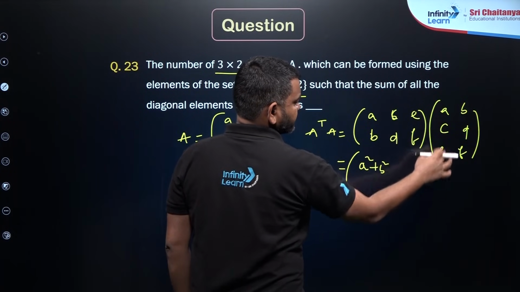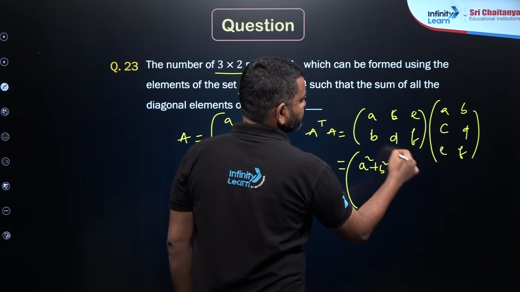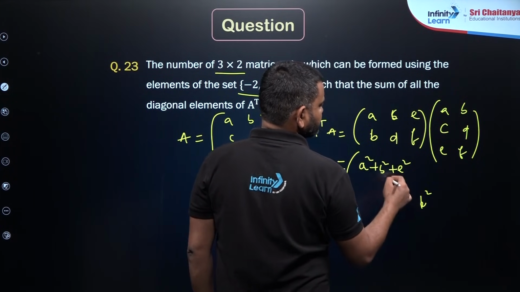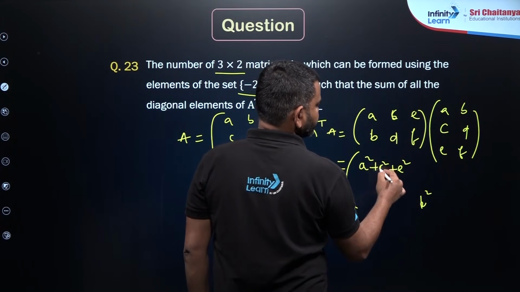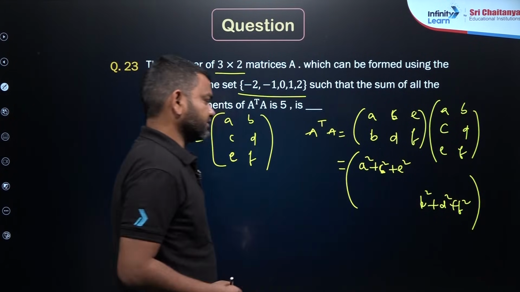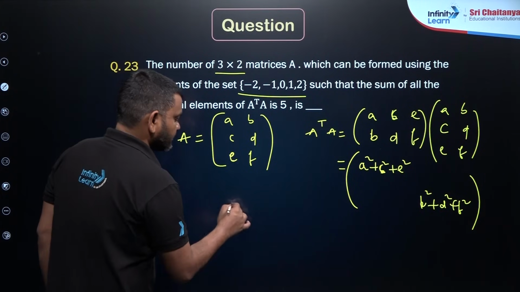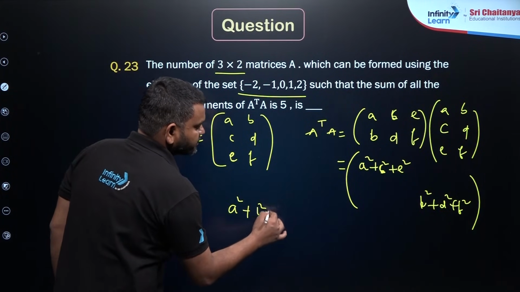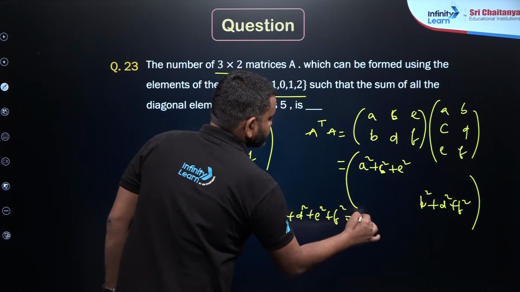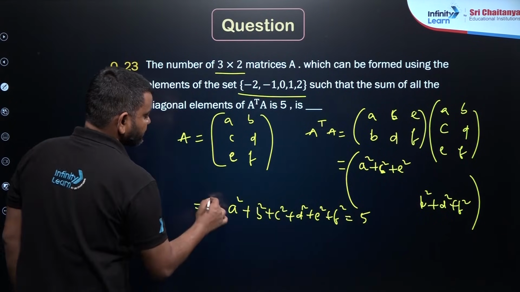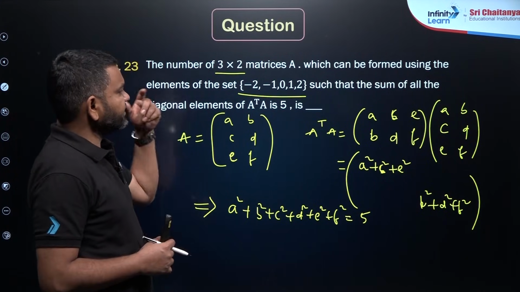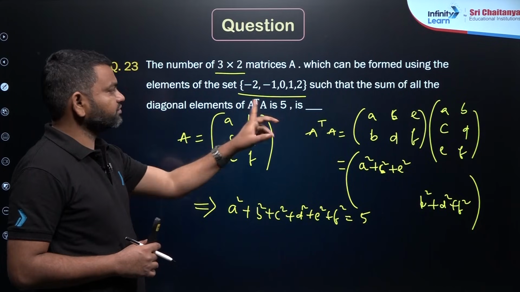So this into this is going to give you the first one, and this into this is going to give you B square, A square, C square, E square, B square, D square, F square is what I am going to get. So if the value of A square plus B square plus C square plus D square plus E square plus F square is equal to 5, using these digits, how do I get it? Either it has to be 4 plus 1 or it has to be all ones.